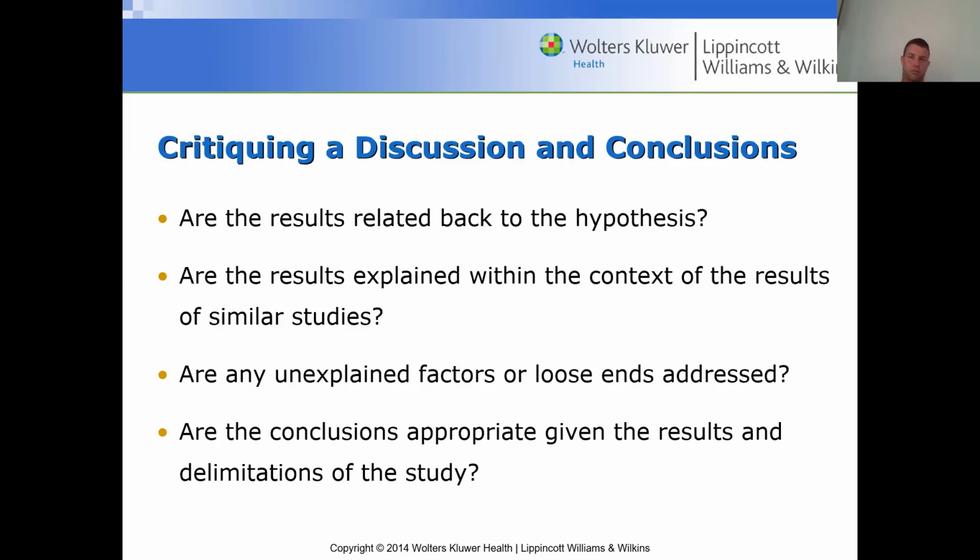So you address those. You say, well, you started with 30 subjects. Why does it only talk about 20 at the end? Well, we lost 10 folks throughout the study. And explain why you lost 10 folks. Okay? Are the conclusions appropriate given the results and the delimitation of the study?